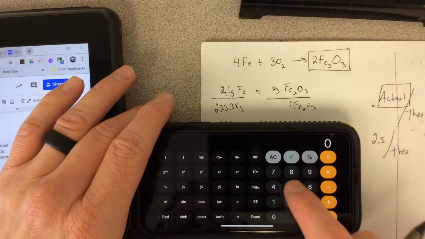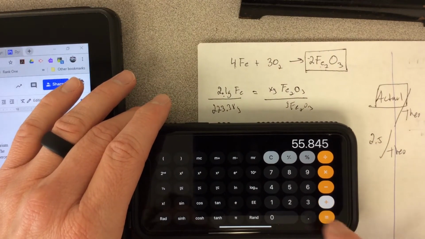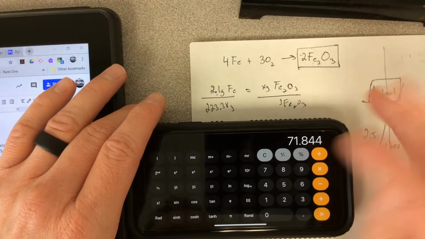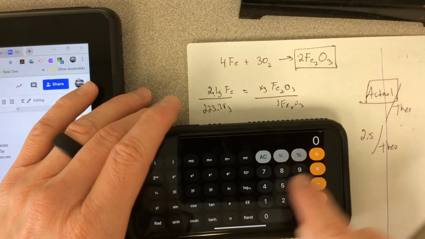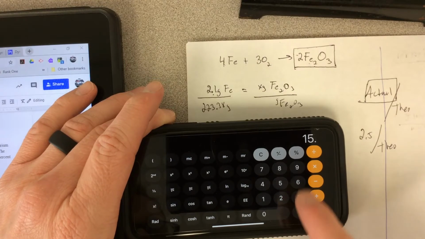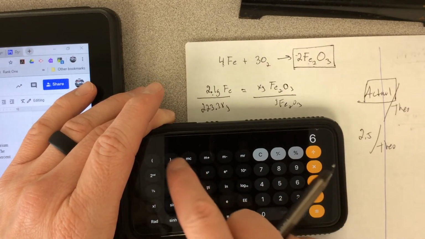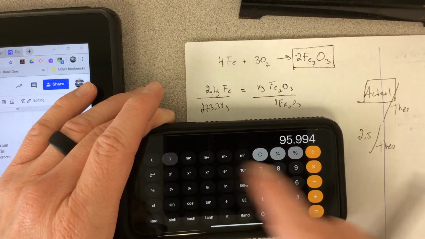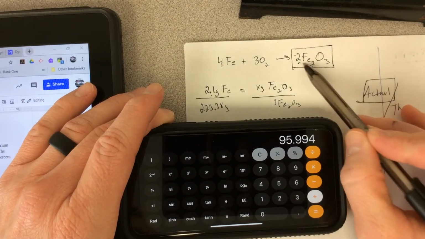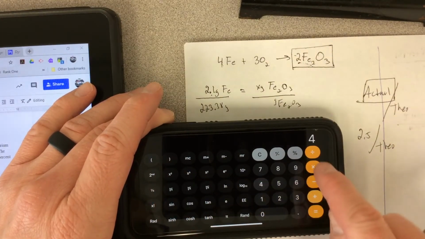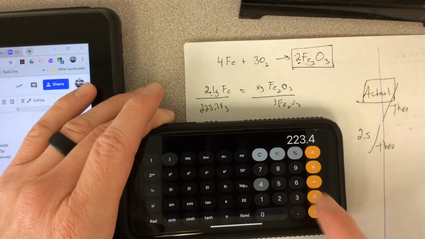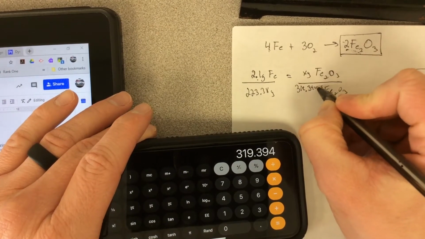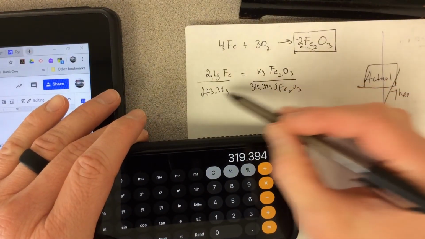So iron itself is 55.845 and oxygen is 15.999. Okay? So if there are 6 oxygens, 15.999 times 6, and we're going to add our 4 irons, for a total of 319.394. So we cross multiply and divide and solve for x.